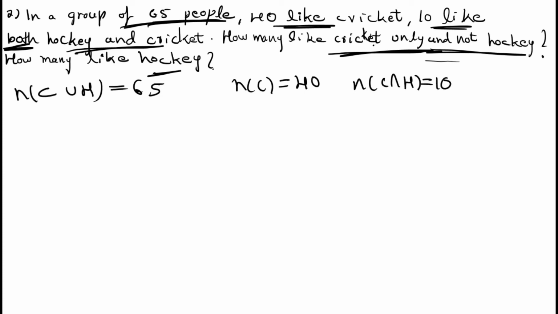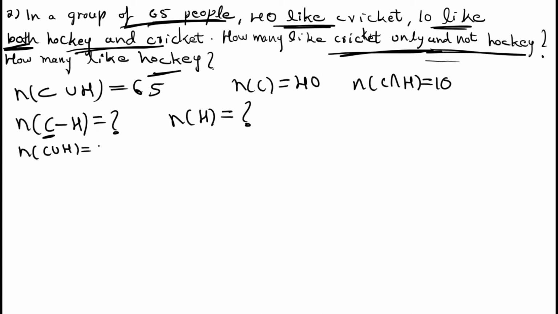How many like cricket only? That means n of C minus H equals question mark, right? Cricket only, not hockey. And how many like hockey? N of H is equal to how much? First write the formula. N of C union H is equal to n of C plus n of H minus n of C intersection H.